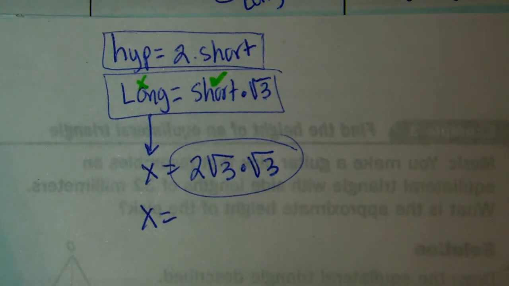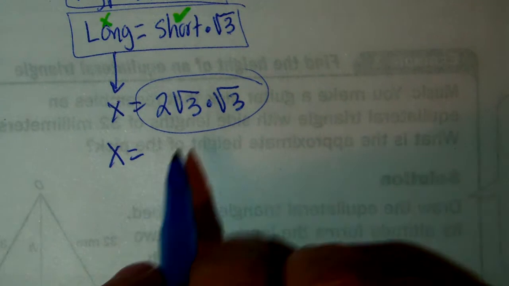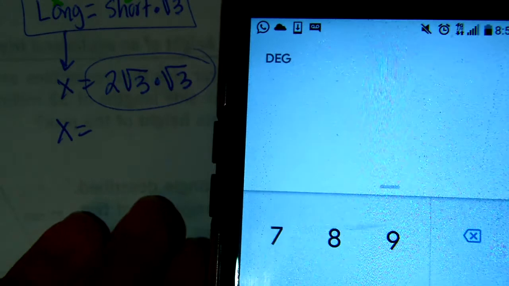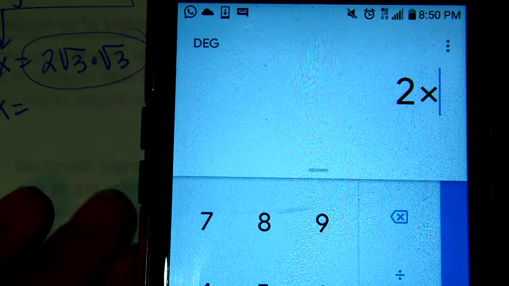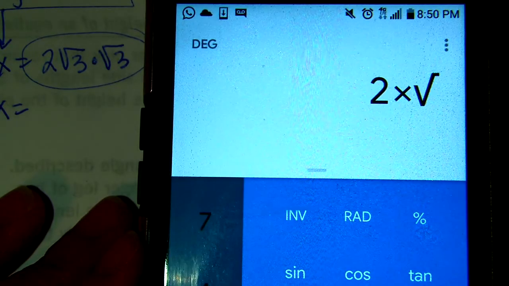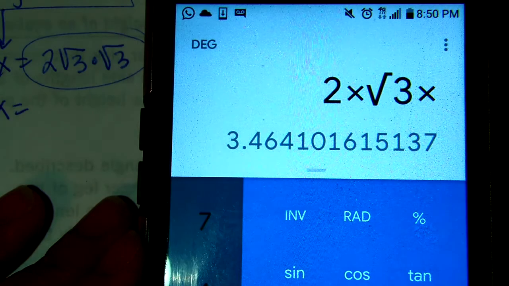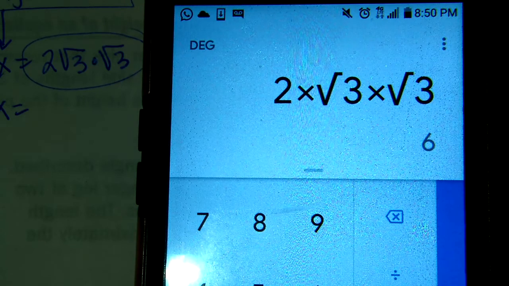Okay, hello. We are going to continue and finish with this lesson. So we were going to put the operation in the calculator. Sorry, there was a glitch right there on my video. So I'm just going to put 2 times square root of 3. We can press times again. Square root of 3. And the answer is 6.